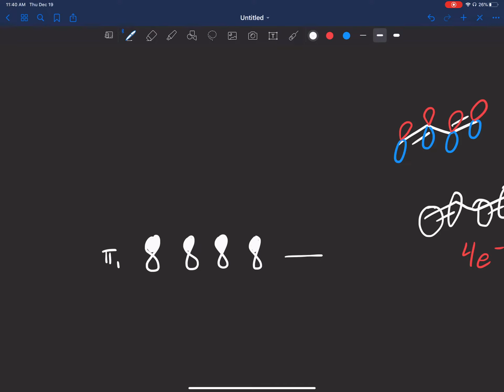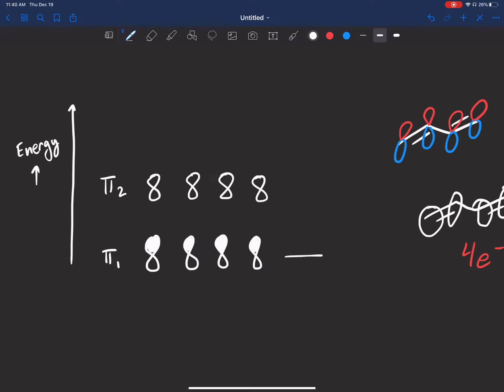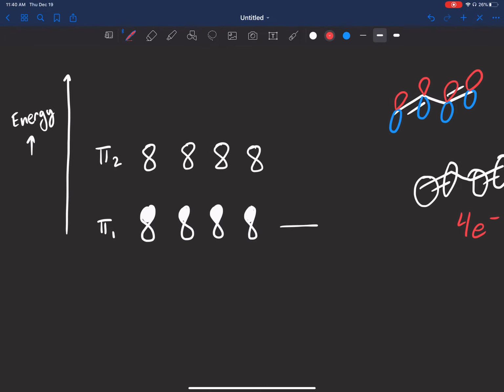So now let's go on to the next molecular orbital. So this is going to be pi 2. Remember, as we go up, energy is going to also increase. So now, again, draw all 4. You're always going to still have the 4. And so now what's going to happen?